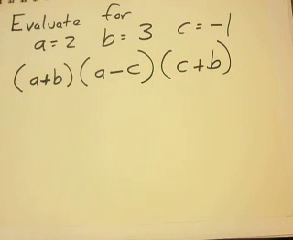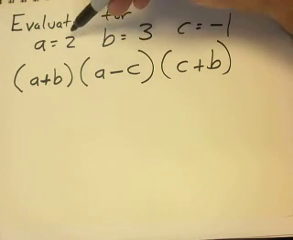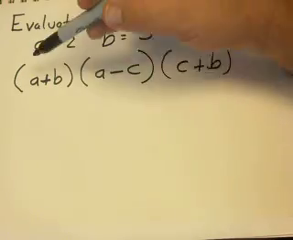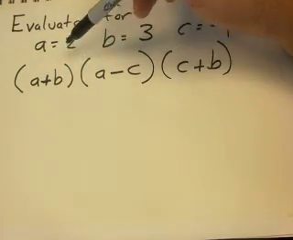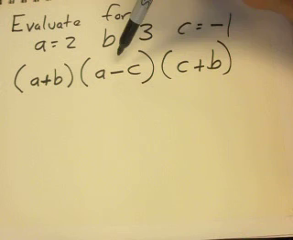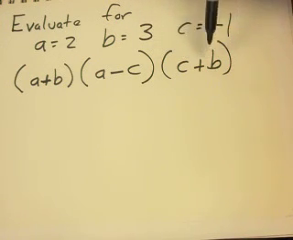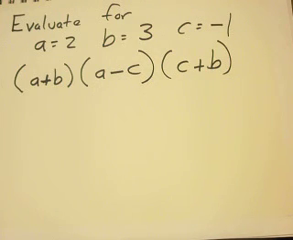Evaluate for a is equal to 2, b is equal to 3, c is equal to -1, where parentheses a plus b, close parentheses, multiplied by parentheses a minus c, close parentheses, multiplied by parentheses c plus b, close parentheses. And I want to know the value of that. All we're doing to find the value is to plug in the numbers that you've been given.